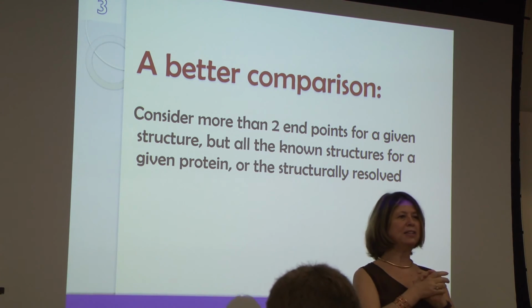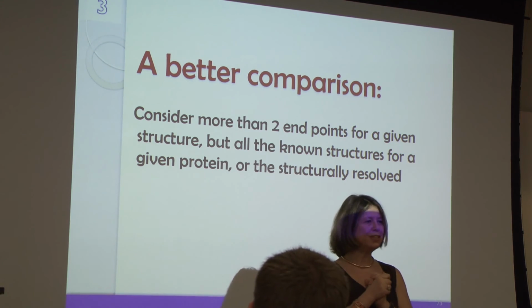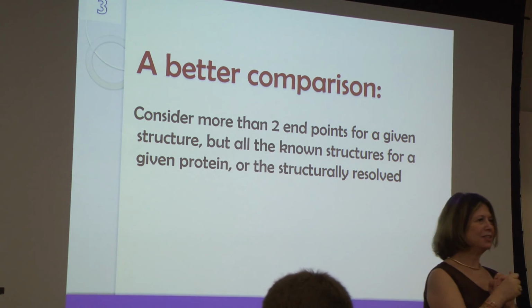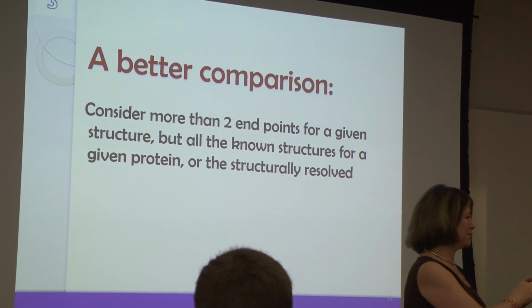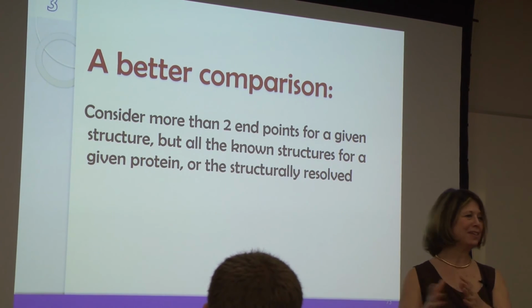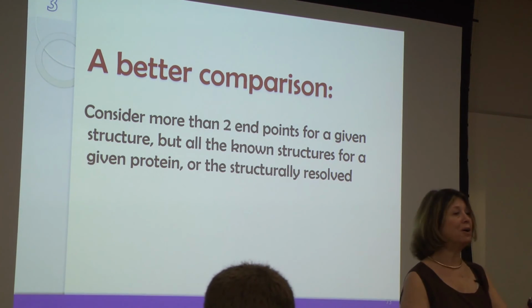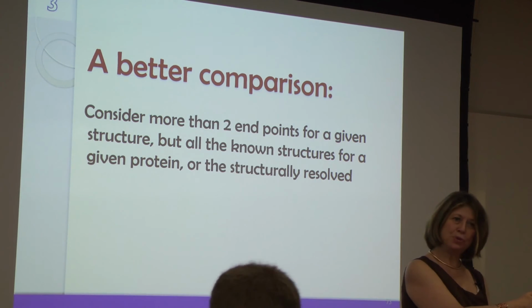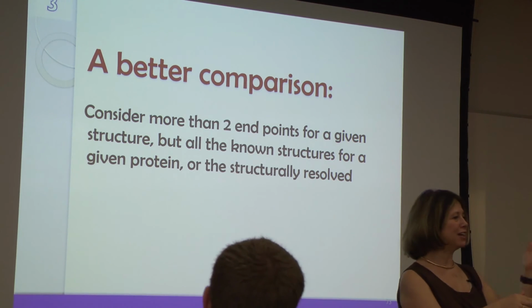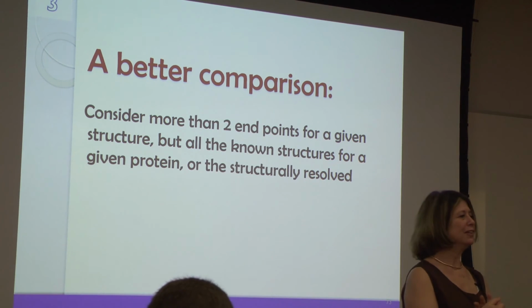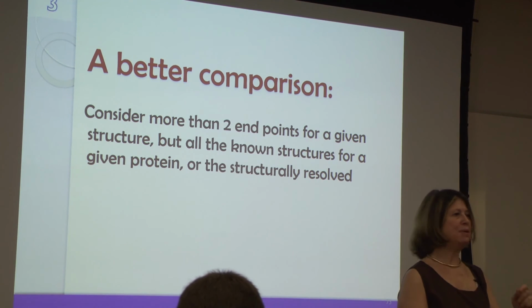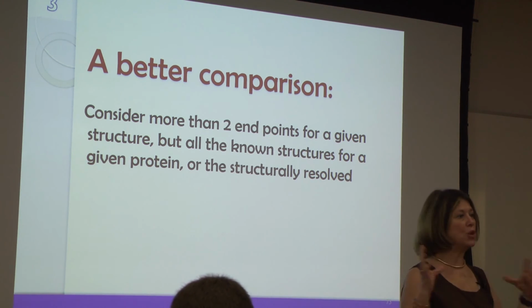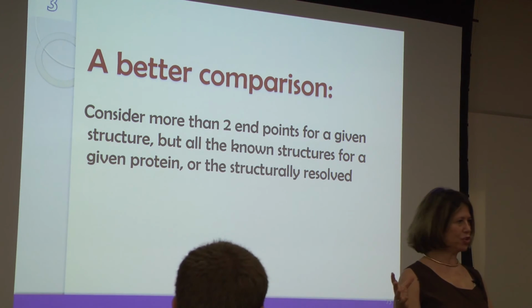Originally, when they were doing the structural genomics effort, the goal was to determine one representative structure for each protein. What happened is they determined multiple structures for some proteins that were easily crystallized or resolved. That's a good thing. Now, there are many, many proteins in the PDB for which you have multiple structures. So you have ensembles of structures.